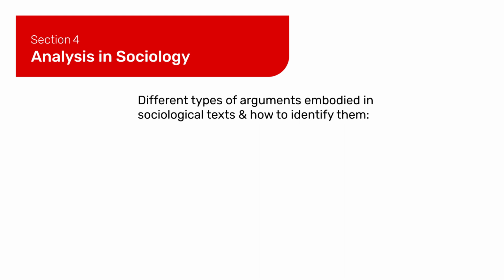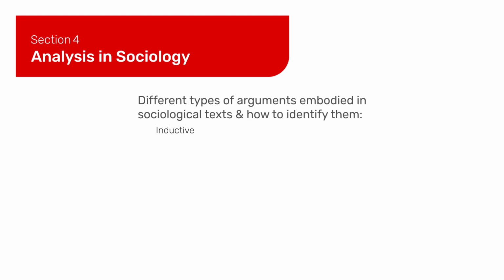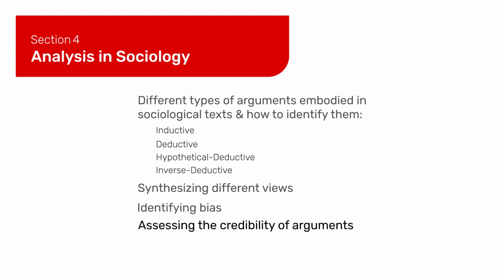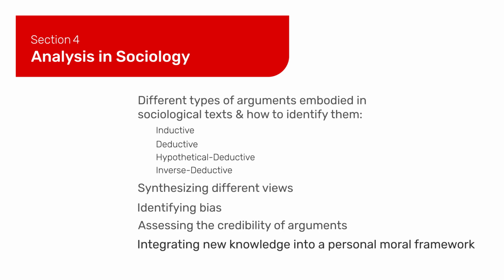Section 4, Analysis in Sociology, deals with different types of arguments embodied in sociological texts and how to identify them: inductive, deductive, hypothetical deductive, inverse deductive reasoning, synthesizing different views, identifying bias, assessing the credibility of arguments, integrating new knowledge into a personal moral framework.